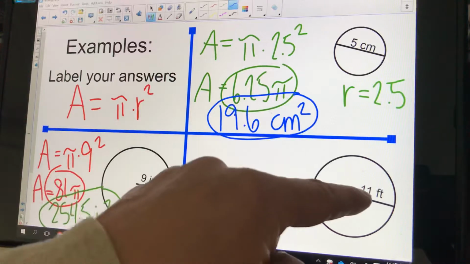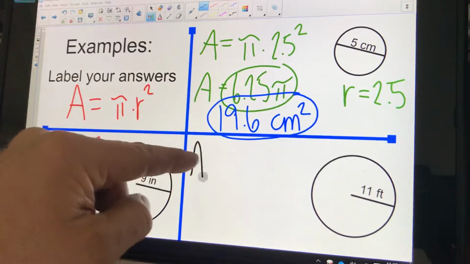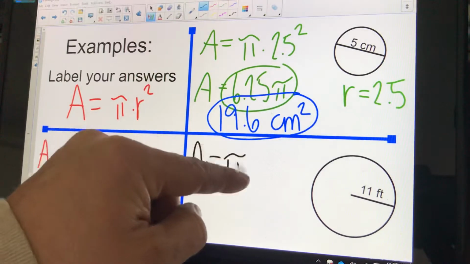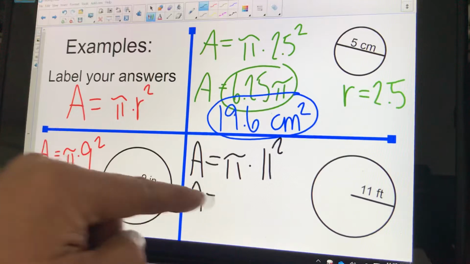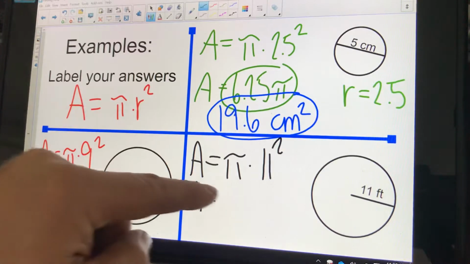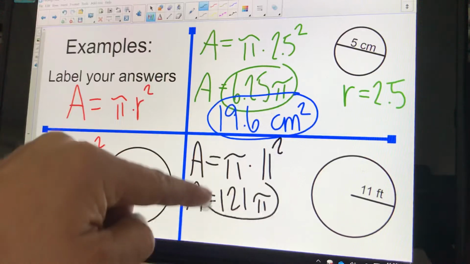Okay, 11 feet is my radius. I'm going to go right to my formula. A equals pi times 11 squared. 11 times 11 is not 22, it's 121 pi. There's one of my answers.